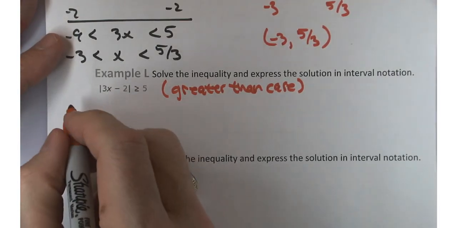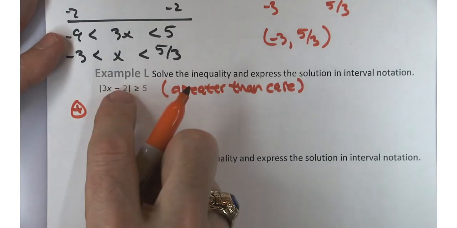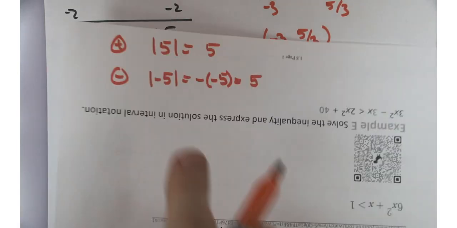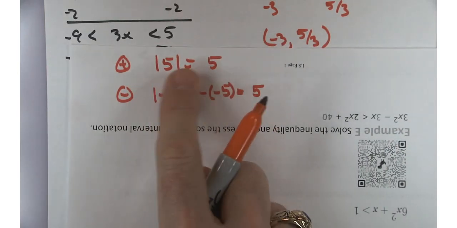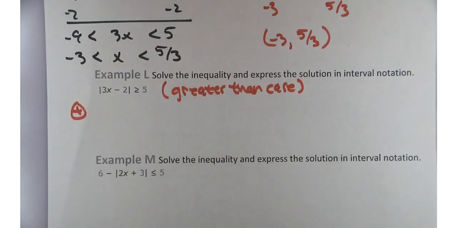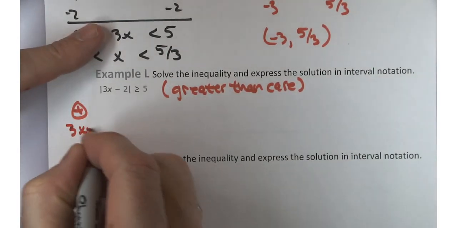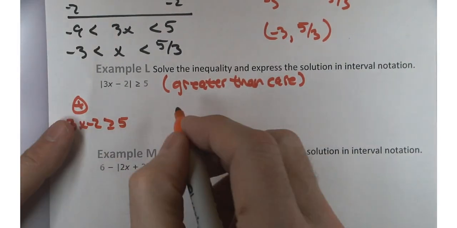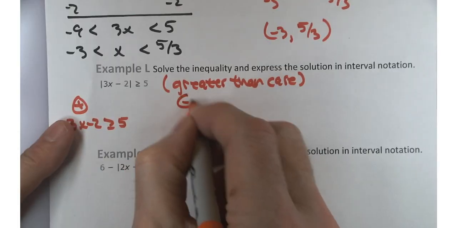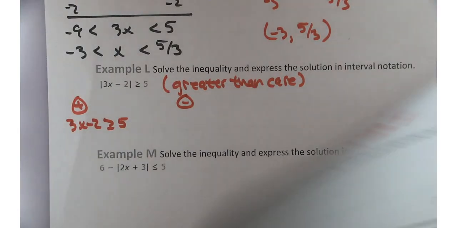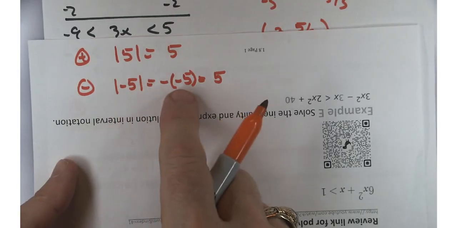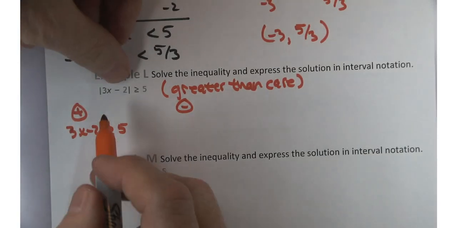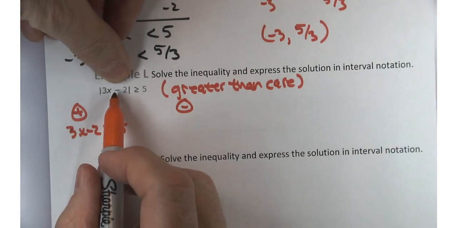The first possibility is that what's in here is greater than 0. If it's greater than 0, I can just remove the absolute value. I don't need to do anything. So I'll say, all right, well, let's solve 3x minus 2 greater than or equal to 5. Great. If it's less than 0, then what did I do to take care of that? I took the opposite of what was inside, right? And we're going to take the opposite of what's inside here again. Now, taking the opposite doesn't mean just changing this sign. It means changing the whole thing.